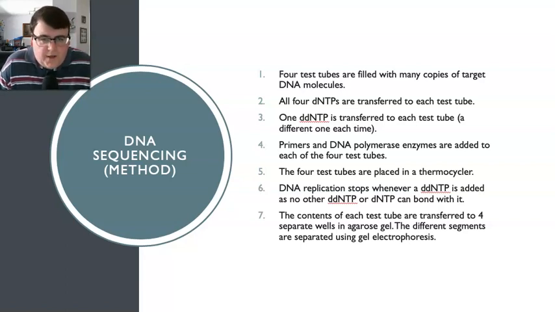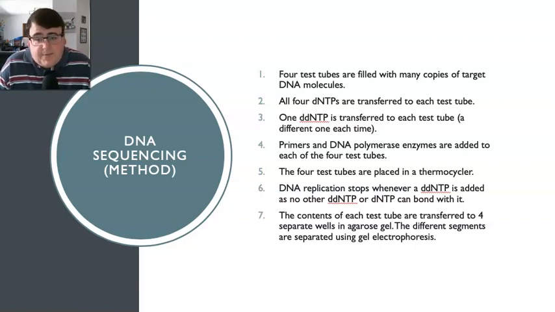Then into each test tube, we also add one type of the modified version. So in test tube 1, we might have ddNTPs for adenine. Test tube 2, we might have the ddNTPs for cytosine, for example. And there's more than one of them put in there, but only one type in each test tube.